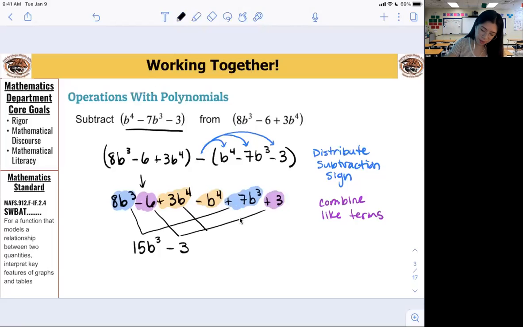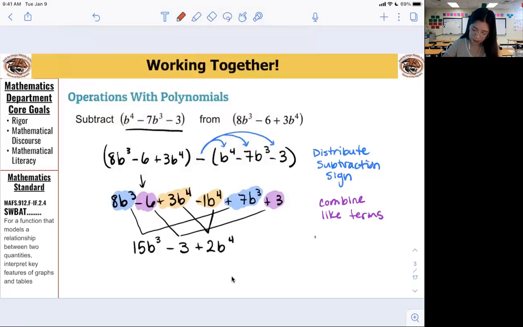And then finally, 3 minus b, 3 minus 1. 2b. Cool. So is this it? Is this my final answer? Am I done? No. What should I do now?